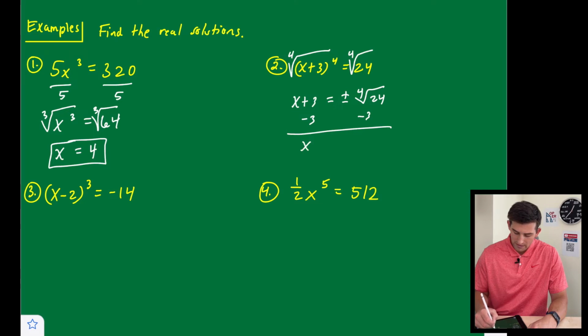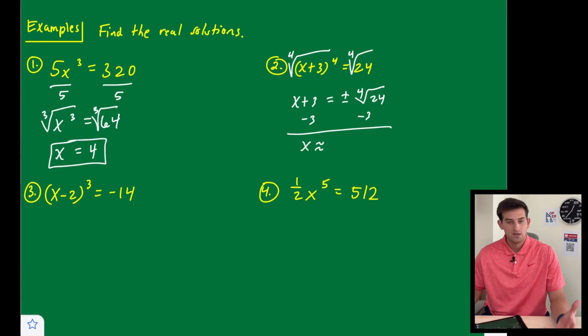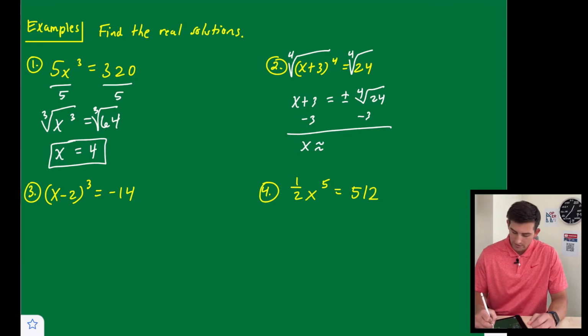Now I get x is approximately, because when I take the 4th root of 24 it's not a perfect nth root, and after subtracting 3, this one gives me negative 0.79. So that would be one of my solutions there.